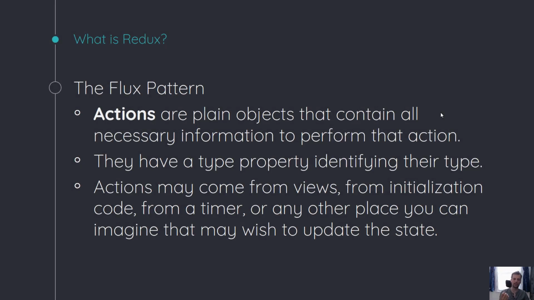So lastly, we have the actions. Actions are more or less synonymous with intents, what we just talked about in model view intent. So actions are plain objects that contain all the information to perform that action. They typically have a type property that is identifying the type of action that they are. And they typically come from views or from initialization code, or if you have a timer that sets them off after an hour, something along those lines, right? These are the actions that alter the model in some capacity, okay?